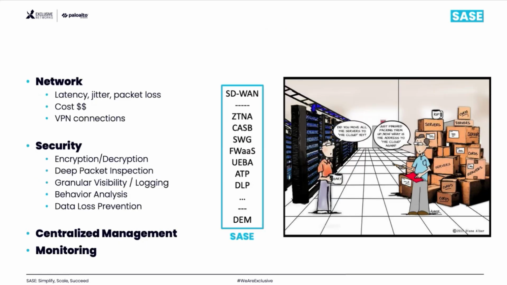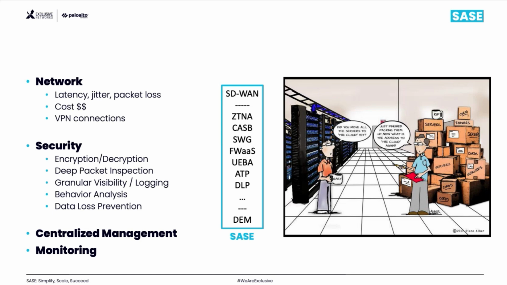So the network challenges we want to address is typically we want to reduce latency, jitter, and packet loss. We want to improve the connection and reduce the cost between multiple branches and between a user and a data center, for instance. Typically we relied on manual VPN connections between different locations. Well, we will be able to leverage SD-WAN to do that automatically for us.